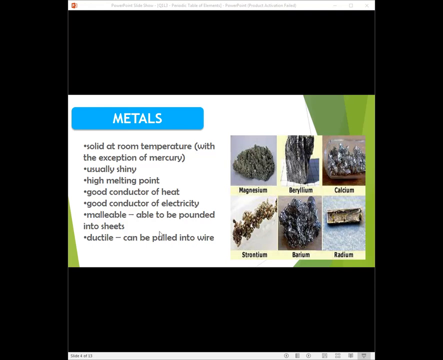Metals are also known as being malleable, so they could be pounded or hammered into sheets without breaking. They are also ductile, meaning they can be pulled into wire. Now, examples of metals we have magnesium, beryllium, calcium, strontium, barium, and radium.